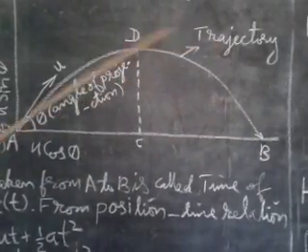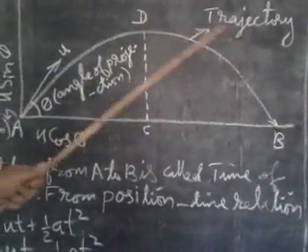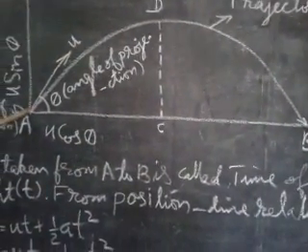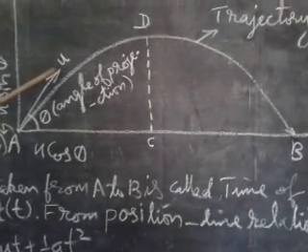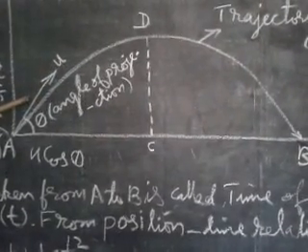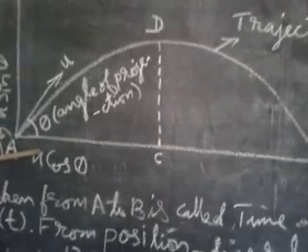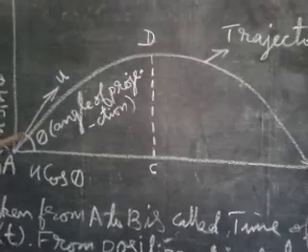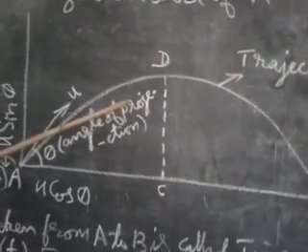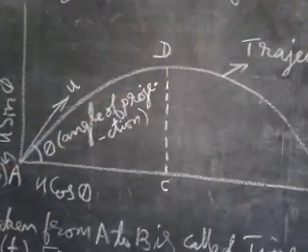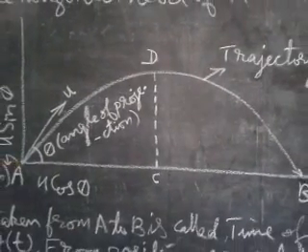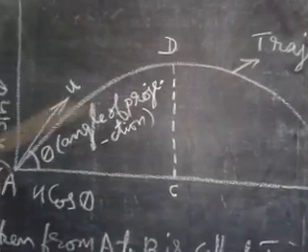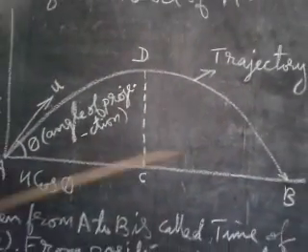This path is a parabolic path and it is called the trajectory. The velocity is a vector quantity, acting inclined, so it has two components: the horizontal component u cos theta and the vertical component u sin theta. The angle theta is called the angle of projection. It is projected from a starting point, and this point is called the point of projection. It reaches B, and A and B are at the same level.